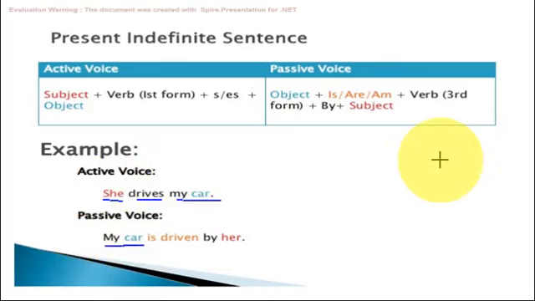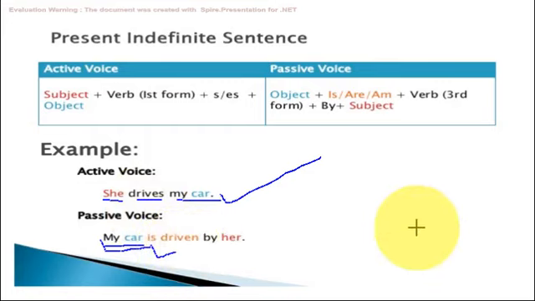Then what is our next rule? Use the appropriate form of to be. Now the sentence belongs to simple present tense, right? Therefore we have to use am, is, or are. Since my car is singular, we have to use is here, and we have used is here, right? You can clearly see here we have used is. Then use the third form of verb: drives, drove, driven. We use driven.